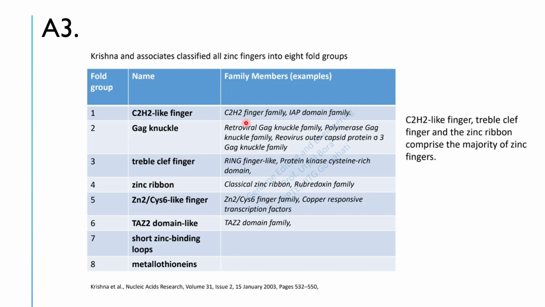The family members, for example, are the Cys2His2 finger family and the IAP domain family. Then the gag knuckle: retroviral gag knuckle family, polymerase gag knuckle, reovirus outer capsid protein gag knuckle. Treble clef finger: RING finger like, protein kinase cysteine rich domain. Next is the zinc ribbon, that is the classical zinc ribbon or rubredoxin family. Next is the zinc cysteine 6 like finger, with copper responsive transcription factors as family members. Then the TAZ2 domain like, then short zinc binding loops and metallothioneins.